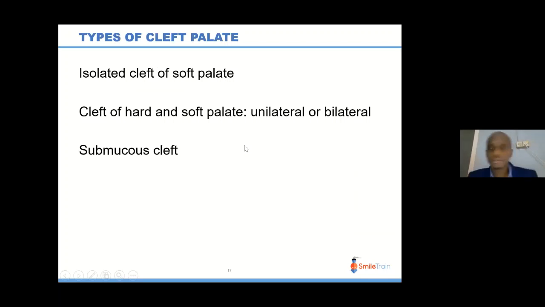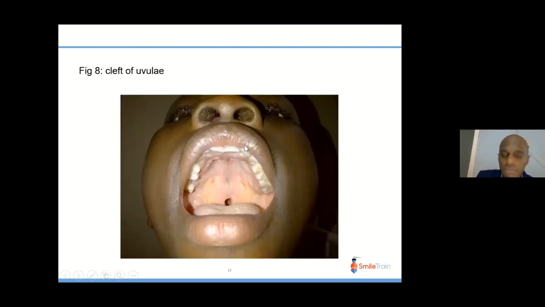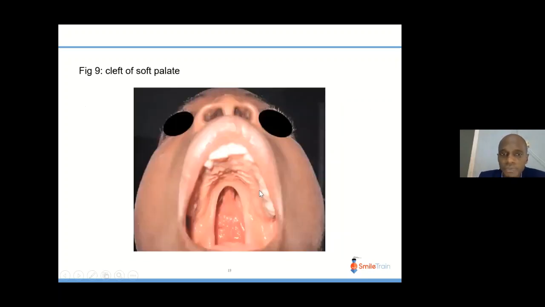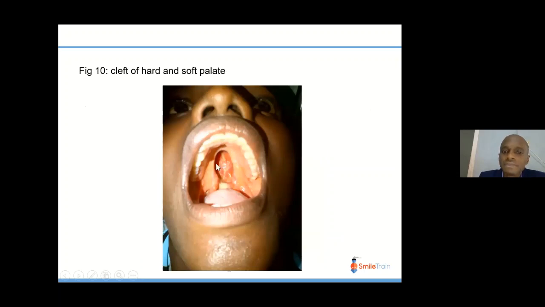So for the cleft of the hard and soft palate, you see a midline cleft in the palate. This is the picture of, first, a cleft of the uvula. It's right at the end of the soft palate. And this shows the cleft of the soft palate alone. You can see in front here the hard palate, and where the soft palate starts from, there's a cleft here. This is the cleft of the soft palate. And over here is a cleft of the hard and soft palate.